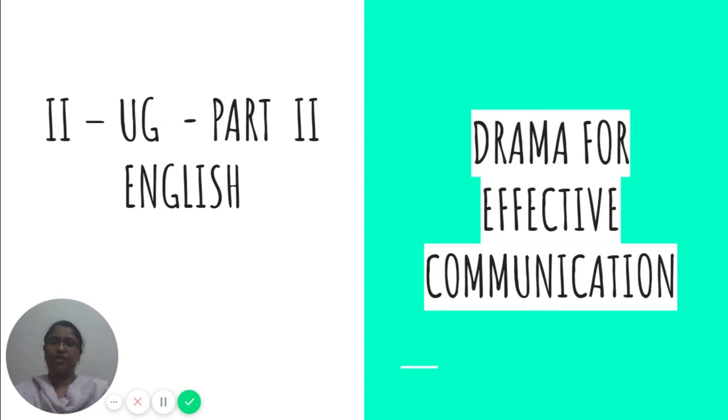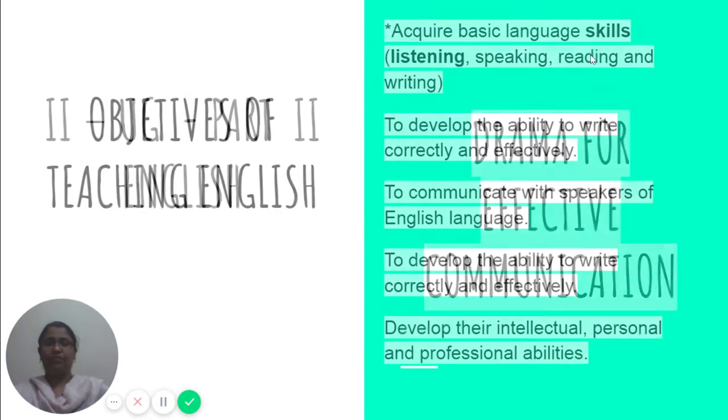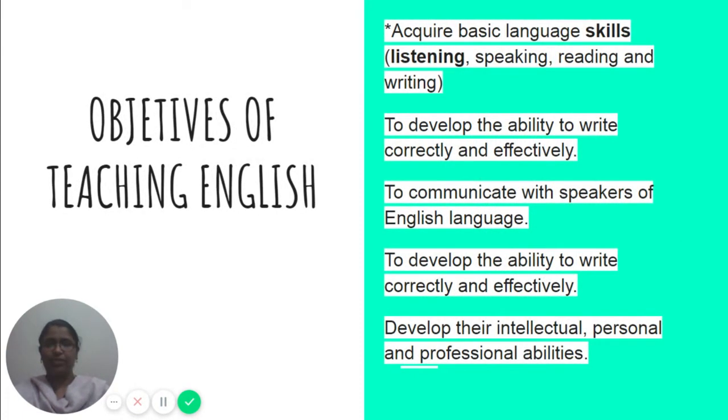Before going into the unit, before going into the syllabus, I want you to know the objectives of this paper. This paper aims at certain objectives which we are aiming to achieve, and we want you also to join hands with us for your self development. The objectives of this paper are to make the students acquire basic language skills like listening, speaking, reading, and writing.